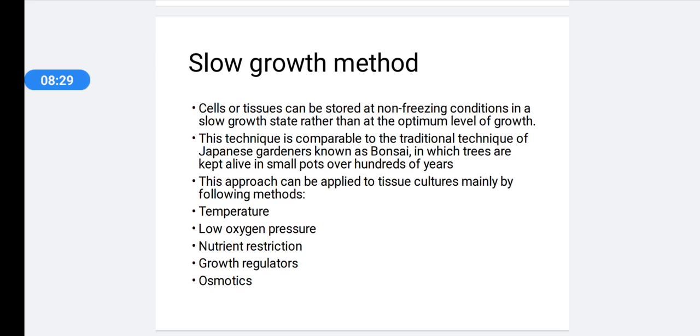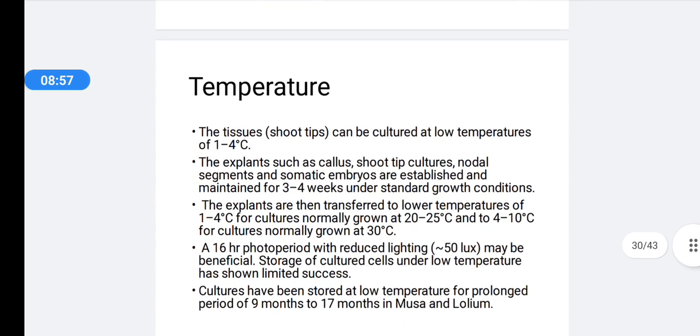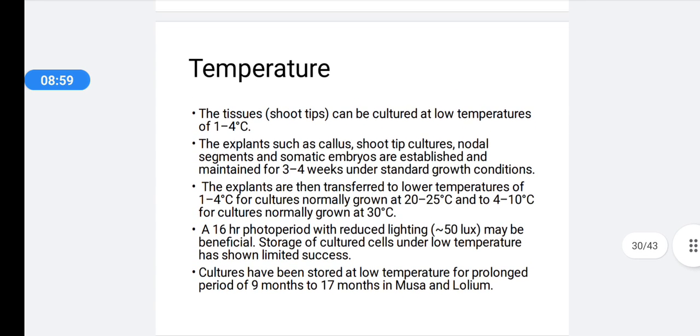Here we are actually controlling some growth regulators or some growth requirements of plants. The first one is temperature, then low oxygen pressure, nutrient restriction, growth regulators, and osmotic. So these are the 5 methods for the slow growth method of germplasm conservation. We'll discuss the first one, that is temperature.